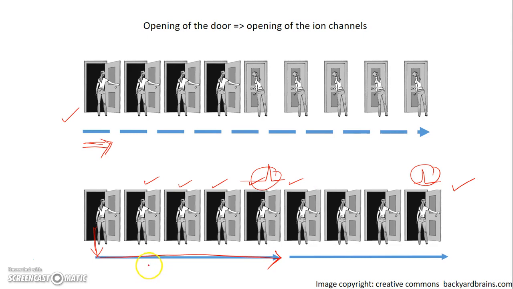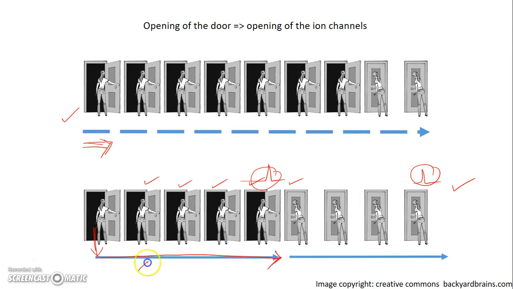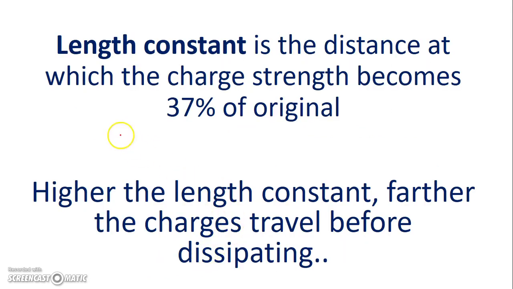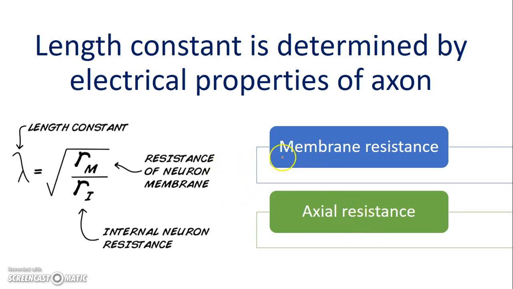There is a term called length constant which is used to describe how long the charges are going to spread. So the length constant is the distance at which the charge strength becomes 37% of the original. Higher the length constant, farther the charges travel before they dissipate. So the action potential conduction velocity is much higher with higher length constant. The length constant of a neuron is determined by the electrical properties of the axon, mainly the membrane resistance and the axial resistance.